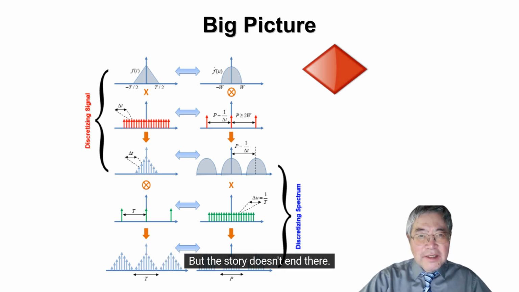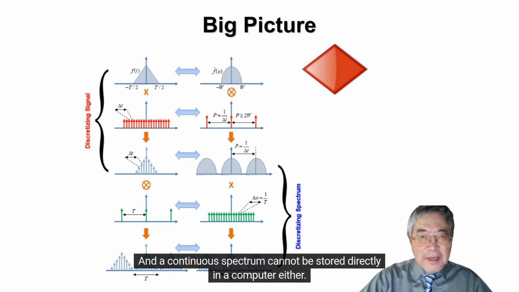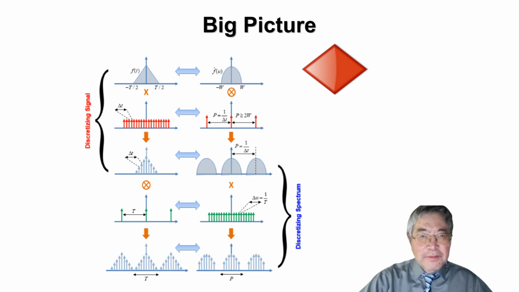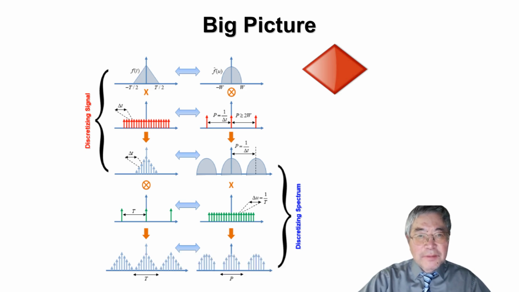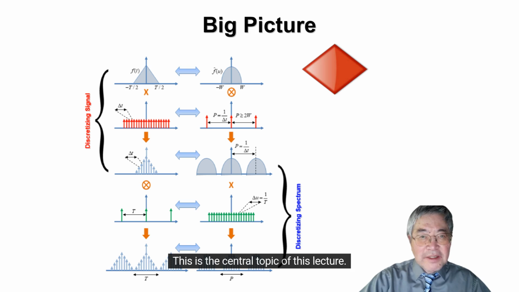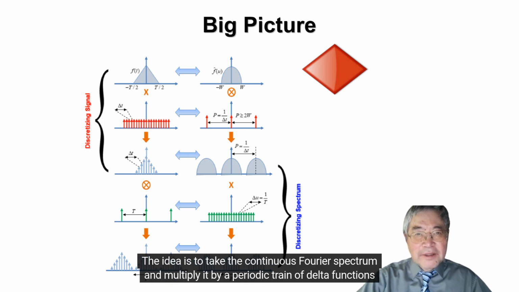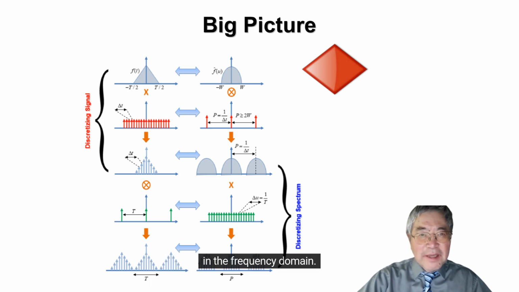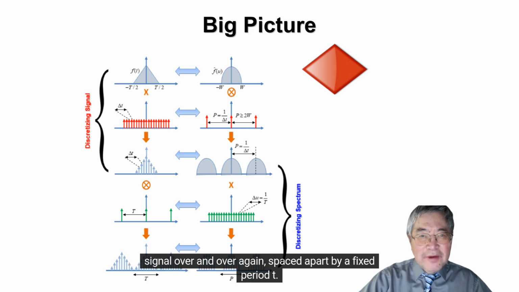But the story doesn't end there. Even though our signal is now discrete in time, its Fourier spectrum is still continuous. And a continuous spectrum cannot be stored directly in a computer either. That's where the second part comes in, discretizing the spectrum. This is the central topic of this lecture. The idea is to take the continuous Fourier spectrum and multiply it by a periodic train of delta functions in the frequency domain. This multiplication in frequency corresponds to convolution in the time domain, which effectively copies our time domain signal over and over again, spaced apart by a fixed period T.